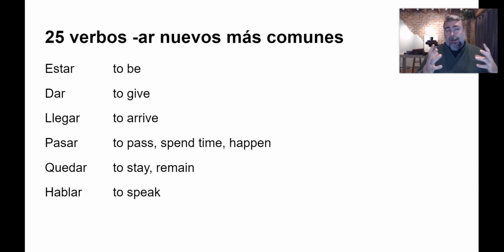And we're going to have a powerhouse vocabulary of the 25 most commonly used AR verbs in Spanish. Okay, so estar, to be; dar, to give; llegar, to arrive; pasar, to spend time, to pass, to happen. ¿Qué pasa? What's going on? What's happening? ¿Qué pasó? What happened?